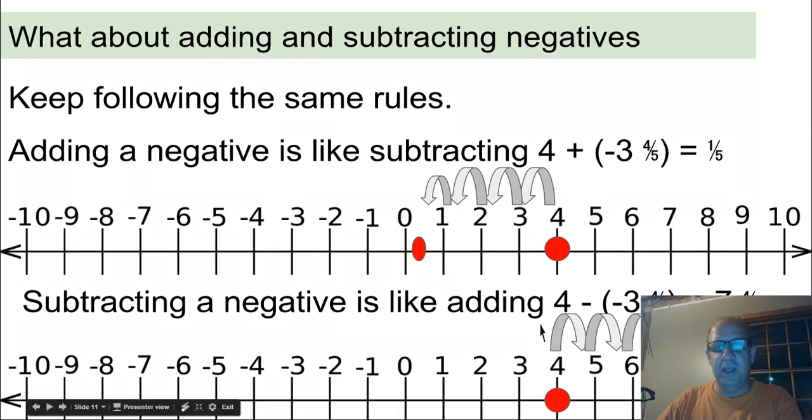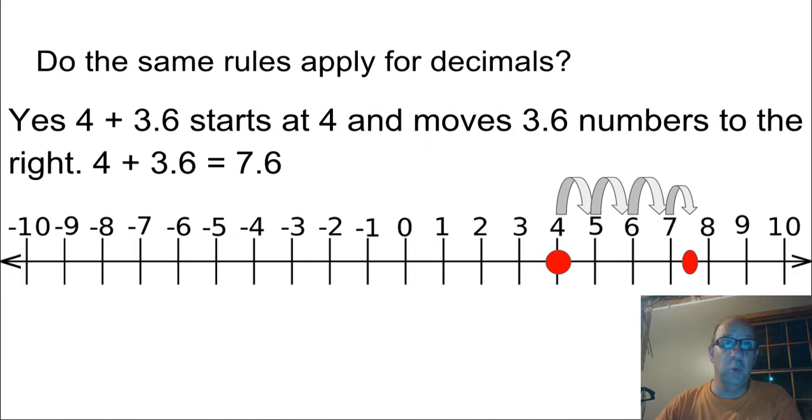Subtracting a negative is like adding. So 4 minus a negative 3 and 4/5 is the same as 4 plus 3 and 4/5. So I added 1, 2, 3, and 4/5 to get 7 and 4/5. Do the same rules apply for decimals? Yes, they do.